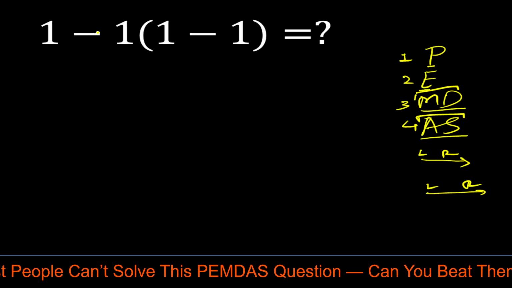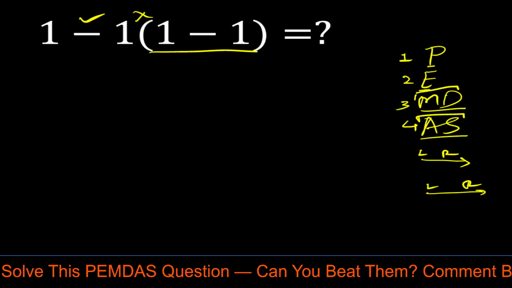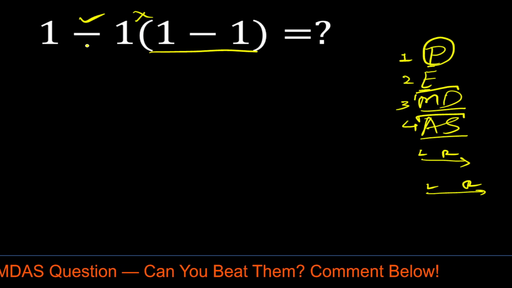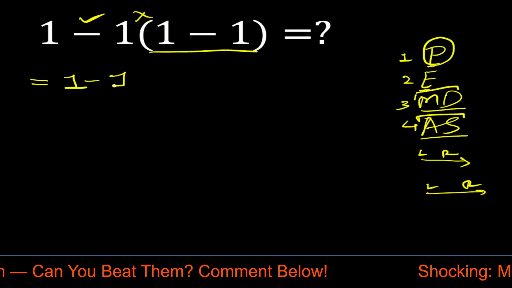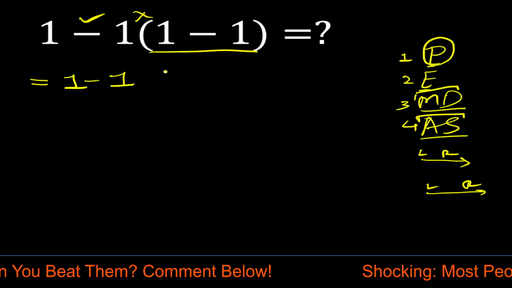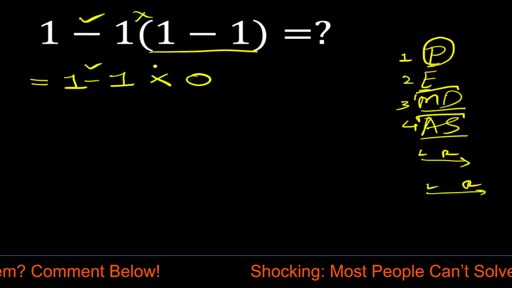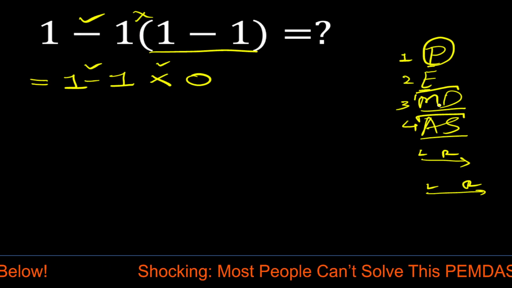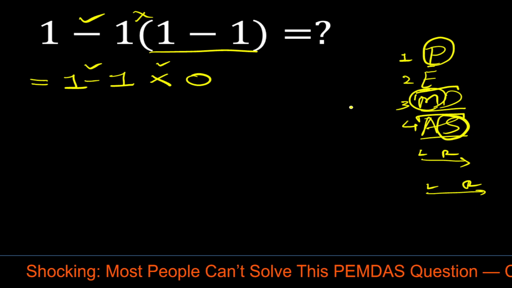So in this question, here we have subtraction, here multiplication, and here we have parenthesis, right? So according to the PEMDAS rule, first we have to solve parenthesis. So now 1 minus 1. Now solve this parenthesis. 1 minus 1 is equal to 0. So times 0, right? Now here we have subtraction and here multiplication. So according to the PEMDAS rule, first we have to solve multiplication, then we have to solve subtraction, right?